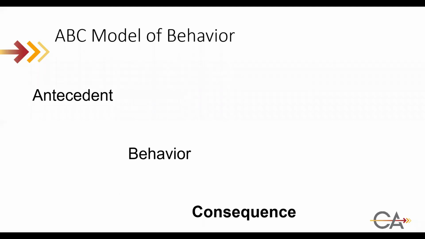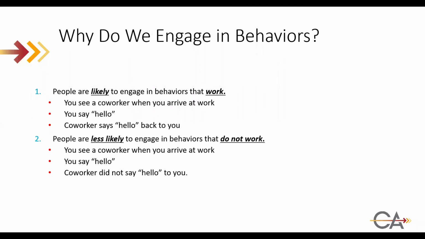And then the last part of our ABC, before we get into a more focused example, is that consequence. I know a lot of times consequence has negative connotations, where we think consequence is bad. In our model, the consequence is just a result of that behavior. So why do we engage in those behaviors? It helps to answer that why question.